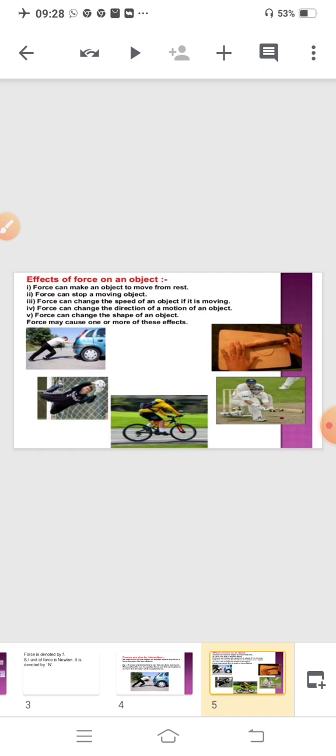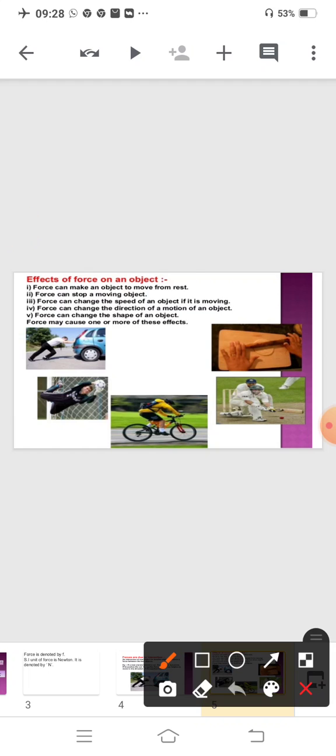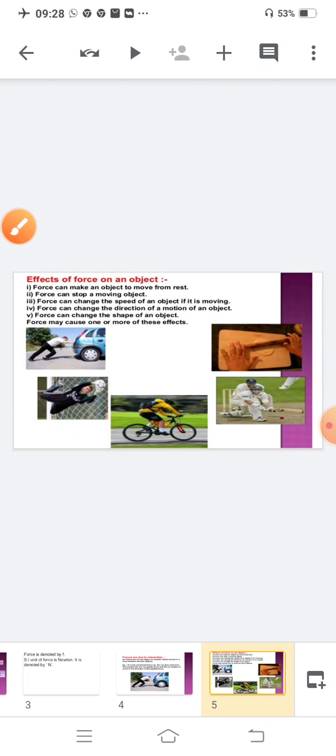Now the second one, force can stop a moving object. In the second picture, you can see that this football player is stopping the ball. So with this we can say that with the help of force, you can stop the object also. That means a thing comes from motion to rest also.